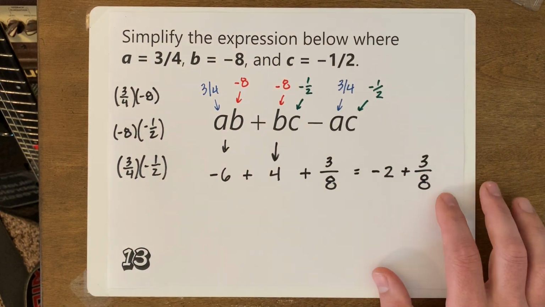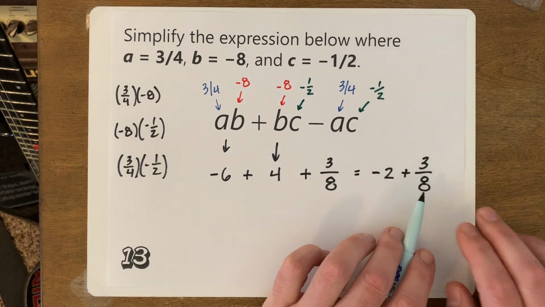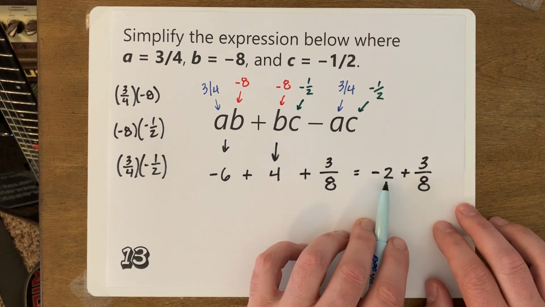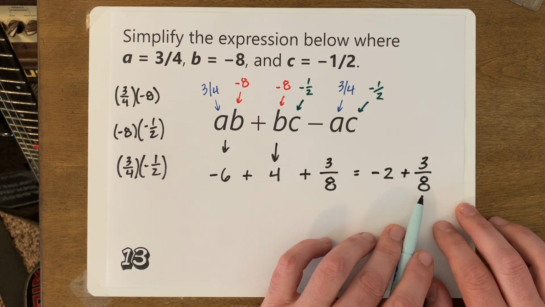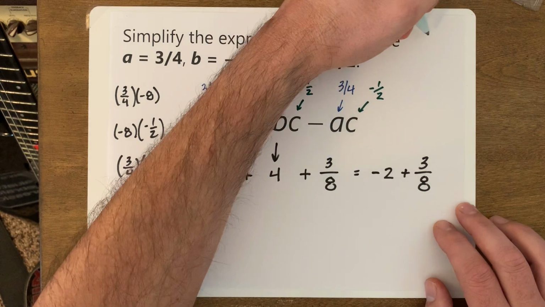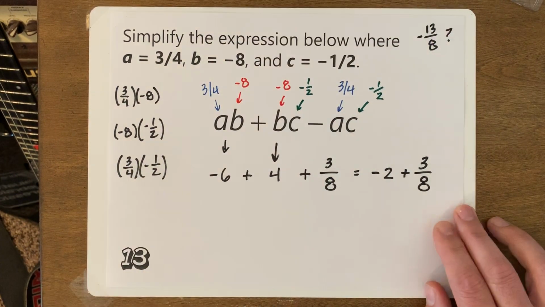Okay, so how do you add 3/8 and -2? One way to do it is to treat this like a mixed number. 8 times -2 is -16, plus 3 would be -13/8. So I'm thinking -13/8 in my mind. Let's write that over here, -13/8. Possibly? Well, let's find out.